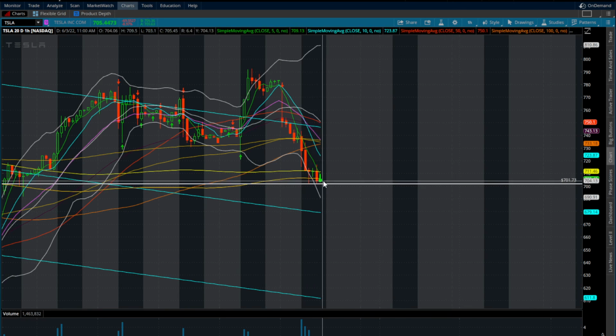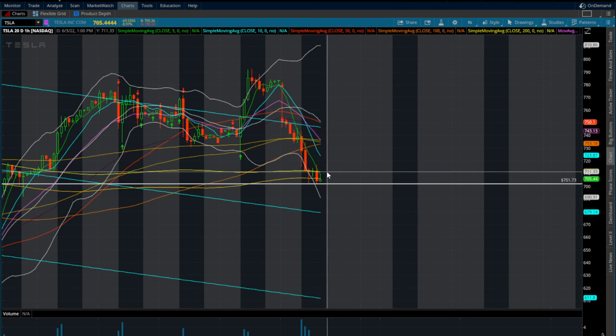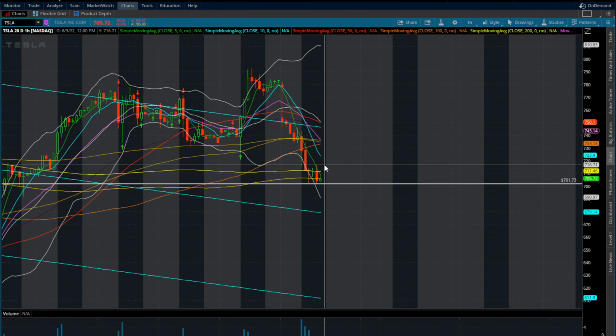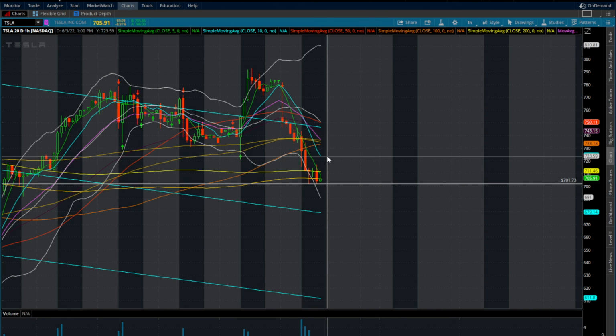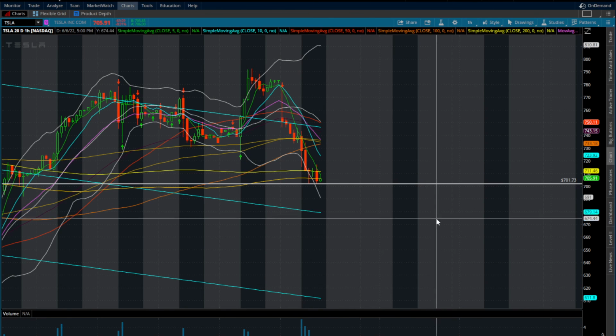Now, if Tesla holds this range here today and we start reclaiming levels of supply, $711 is the first area that Tesla would need to get over. 711 takes you to 716, and anything over 716 goes back into 723. I hope these levels help you guys.